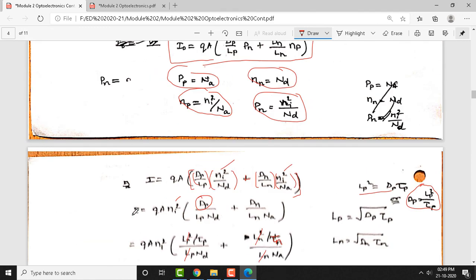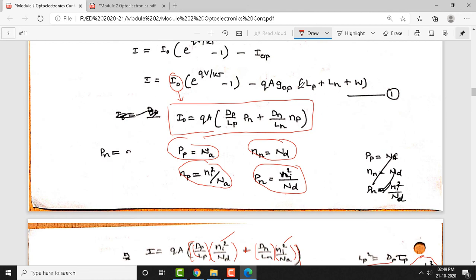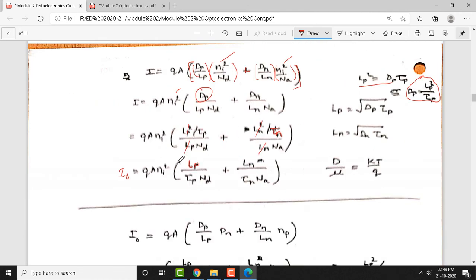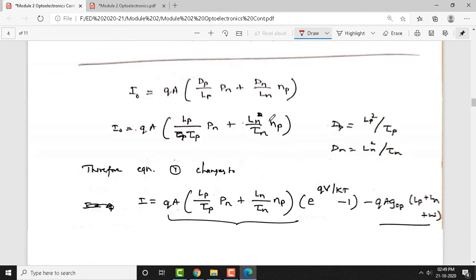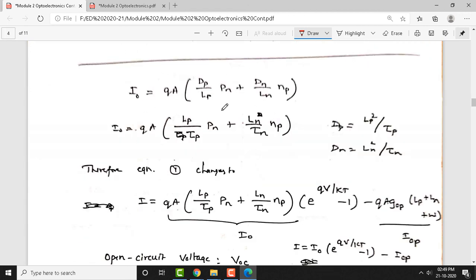Remember where we have come from. So, this is what equation I have simplified here. Okay. So, this is the equation. So, this is the reverse saturation current equation. Okay. And this equation can be written in an alternative way also, which I have showed here.